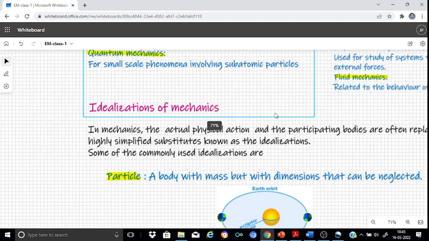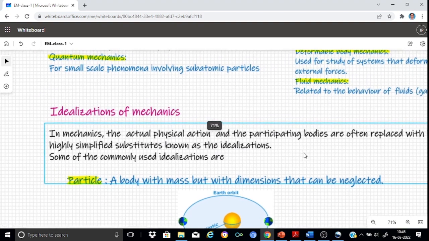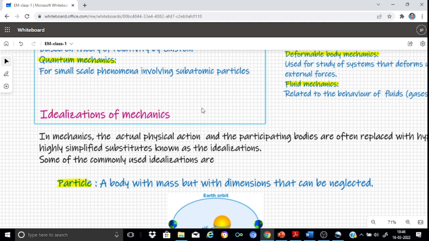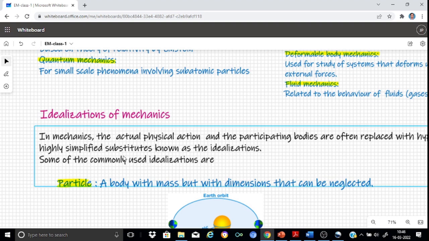Now, the next topic that I want to discuss is a really interesting one, that is the idealizations of mechanics. What are these idealizations? We idealize either a physical action or the system of participating bodies. Why do we do the idealization? Because we simplify our calculations. We simplify the method of coming to our conclusions without any loss of accuracy.